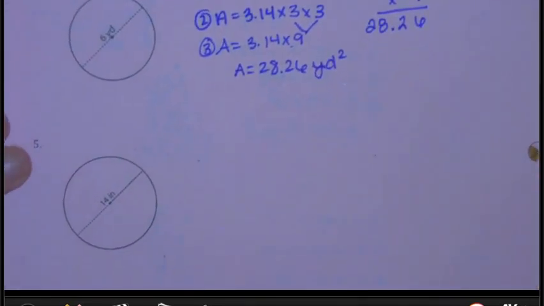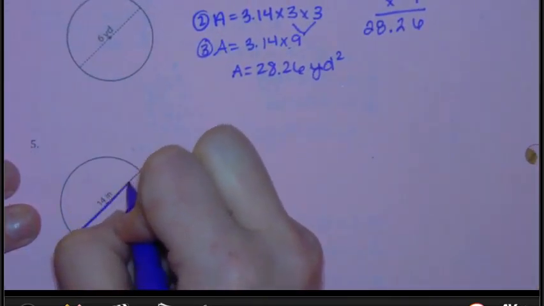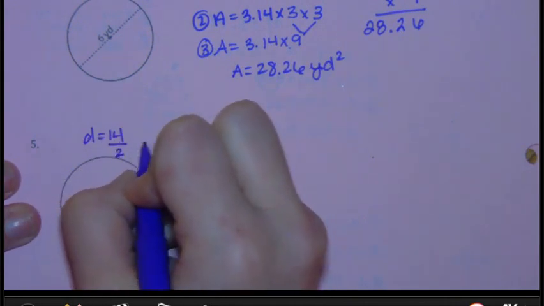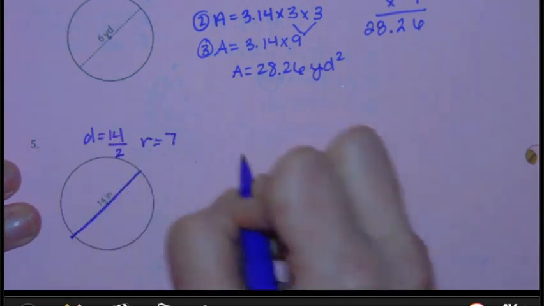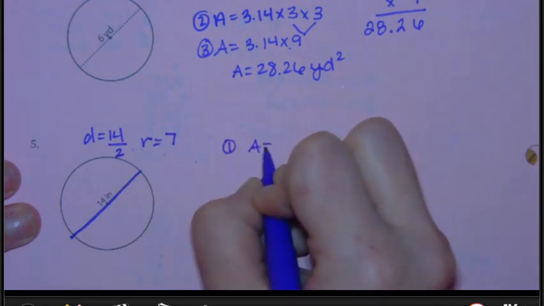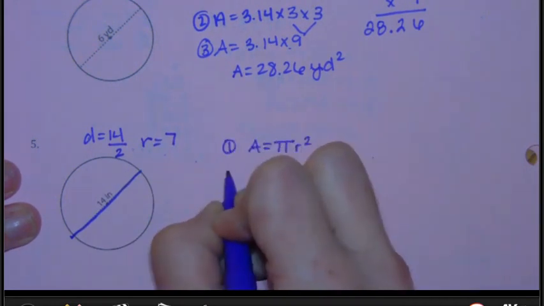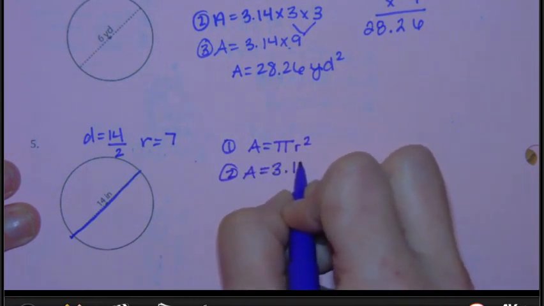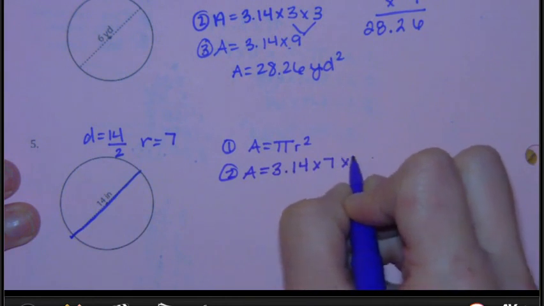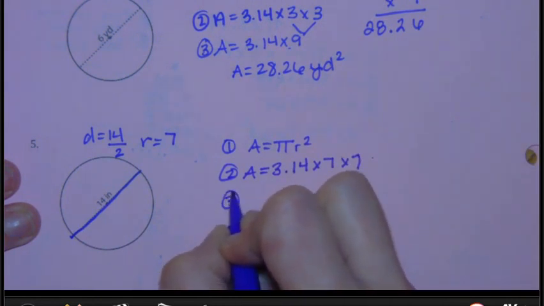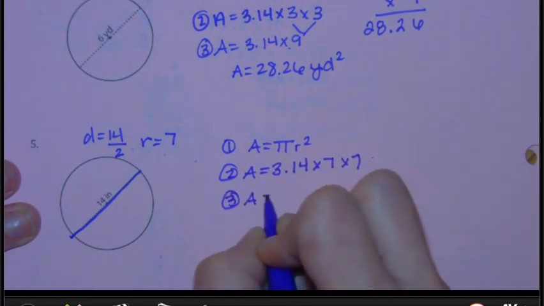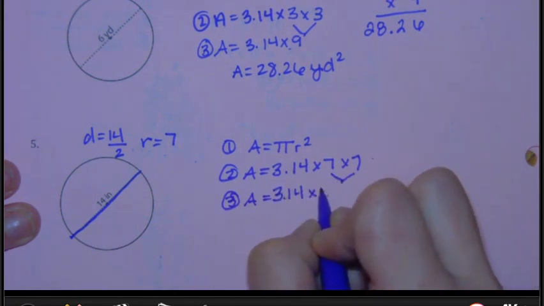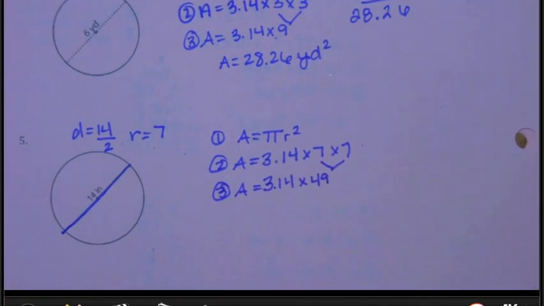All right, number 5. I have a diameter of 14. Let's go ahead and find the radius. Divide it by 2 to get a radius of 7. All right, so step 1, A is equal to pi r squared. Step 2, plug in what I know. A is equal to 3.14 times 7 times 7. Step 3 is to solve. A is equal to, well, 3.14 times 7 is 49.